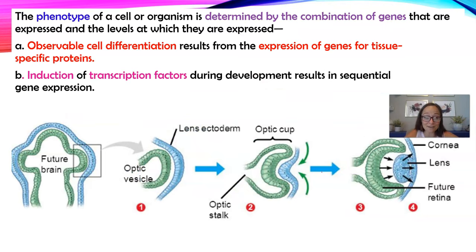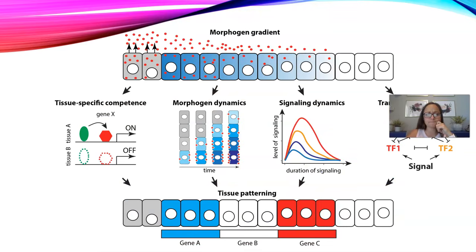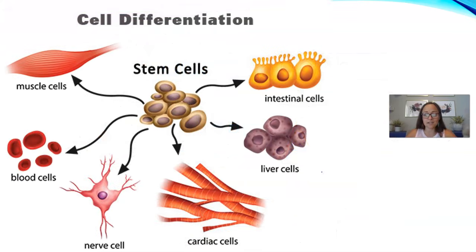And then the phenotype of a cell or organism is determined by the combination of genes that are expressed and the levels at which they are expressed. Your phenotype is based on proteins, the presence or absence or type of protein you produce. How we produce those proteins is based on expressing those genes. And this starts when we are a fertilized egg, a zygote. I guess here we can go with stem cells.